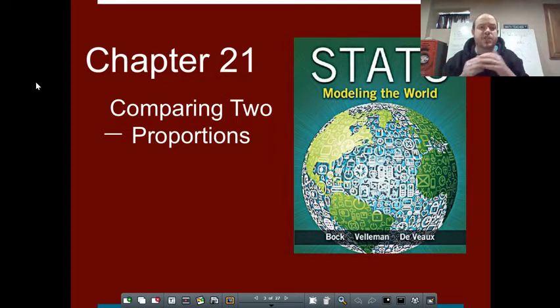So you'll see we'll change a few things and then everything else will be the exact same. So we'll look at those two items, confidence intervals and hypothesis testing, but through the lens of a two proportion test instead of a one.